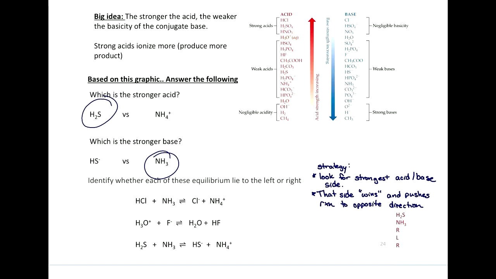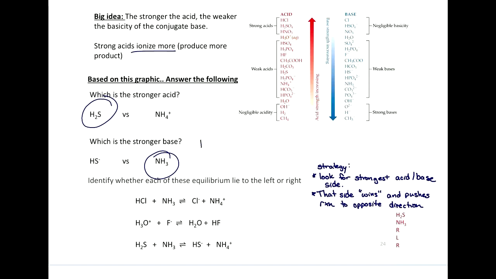So my strategy for these kinds of questions, basically, I'm making an acid and a base fight one another, and we're trying to figure out who wins. And so the strategy here is look on both sides of the reaction, find the pair of acids and bases that are the stronger pair. All right? Strong acids ionize more. So whatever side has the stronger acid-base pair pushes the reaction to the other side. I've written it up there. Look for the strongest acid-base side. That side wins and pushes the reaction to the opposite side.